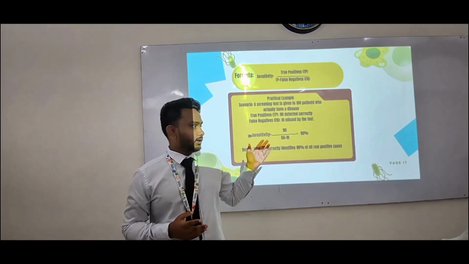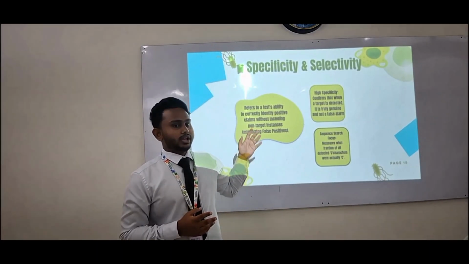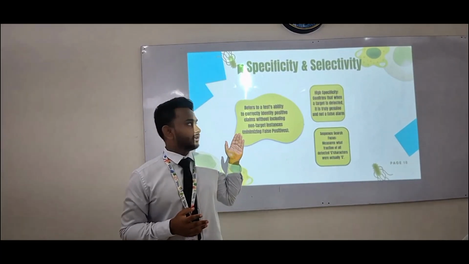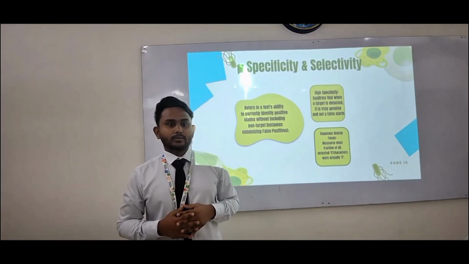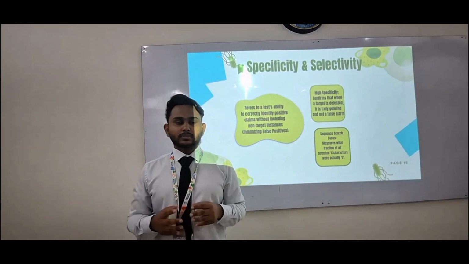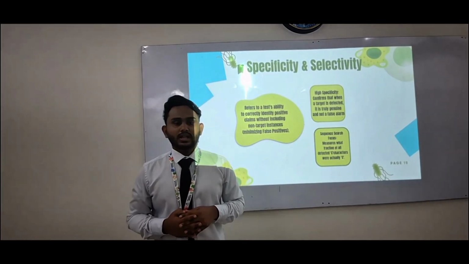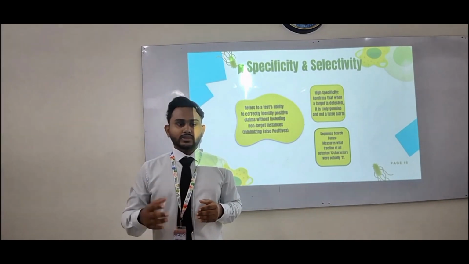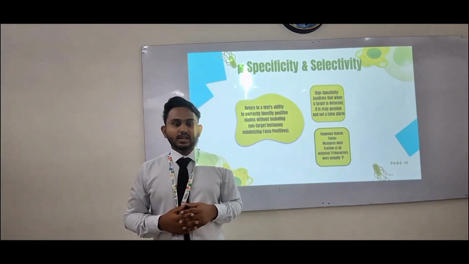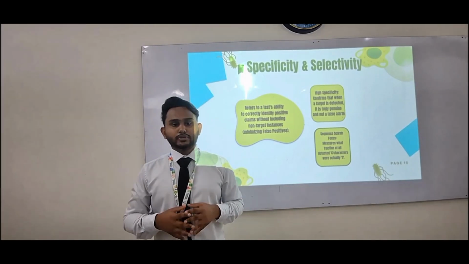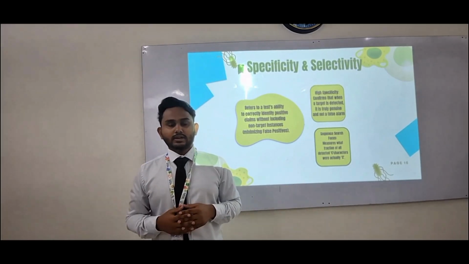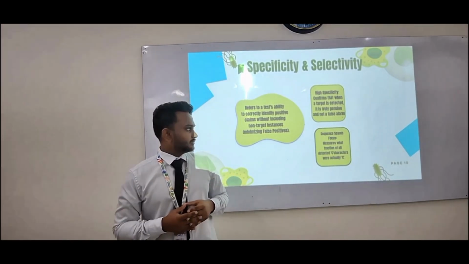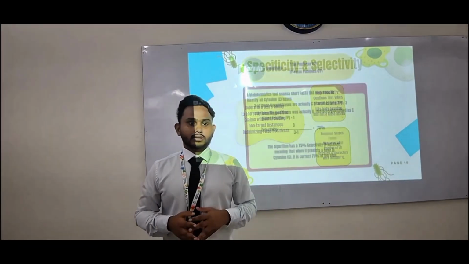Moving to the next slide, we move to specificity and selectivity. This refers to a test's ability to identify positive cases without including non-target instances, which minimizes false positives. High specificity confirms that when a target is detected, it is truly genuine and not just a false alarm. In sequences, we focus on measuring what fraction of all detected characters are actually the target character. Now let's move to the third slide.